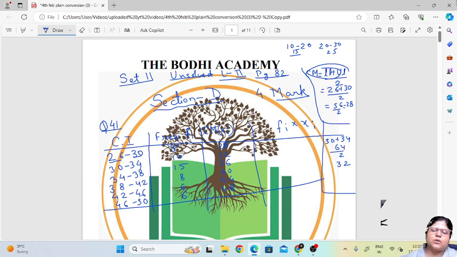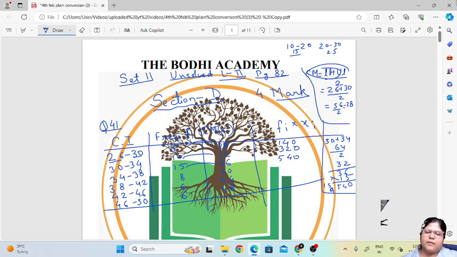Now coming to the last column, Fi into Xi. So 5 into 28. How much is 5 into 28? 8 fives are 40, 2 fives are 10, 10 plus 40 is 140. Then 10 into 32 is 320. Then 15 into 36. How much will 36 into 15 be? Just multiply. 6 fives are 30, 3 fives are 15, and so it will be 540. You can do the multiplication.